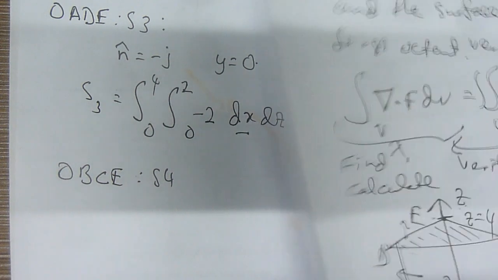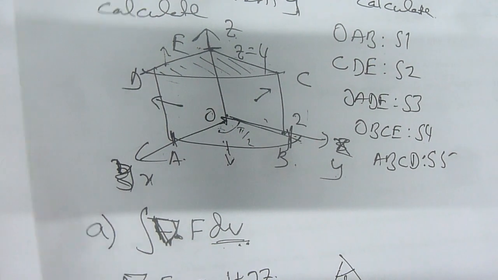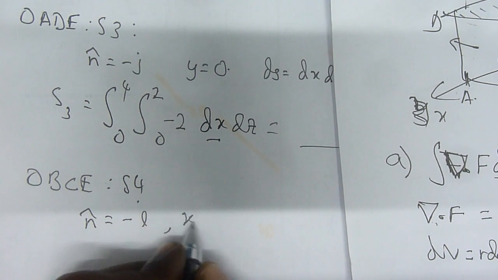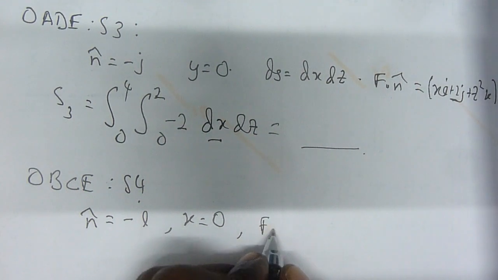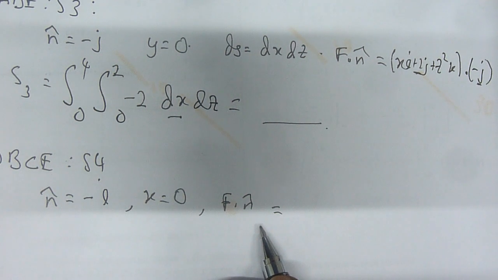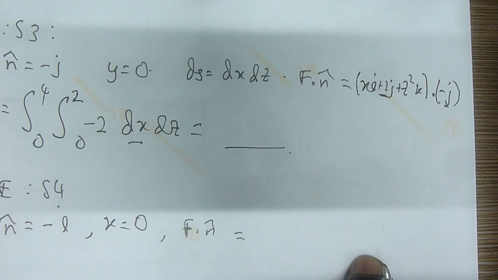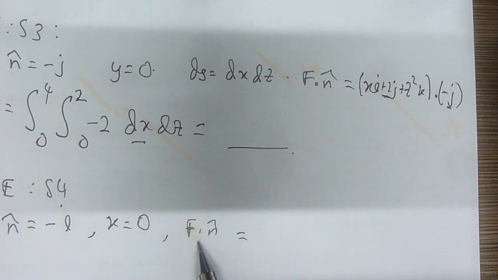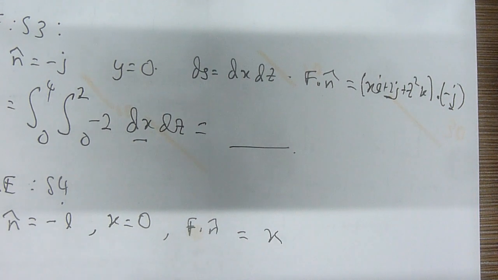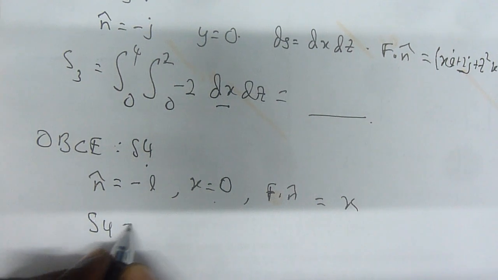How to calculate O, B, C, E? This one, O, B, C, E, arrow pointing to the negative i. Therefore n equals negative i, and over there x equals 0, and what is f dot with the n product? f dot with n is x. The dot product of this is f to the i, and f to the i is x. Since x is 0, then you will get 0. That means S4 is equal to 0.